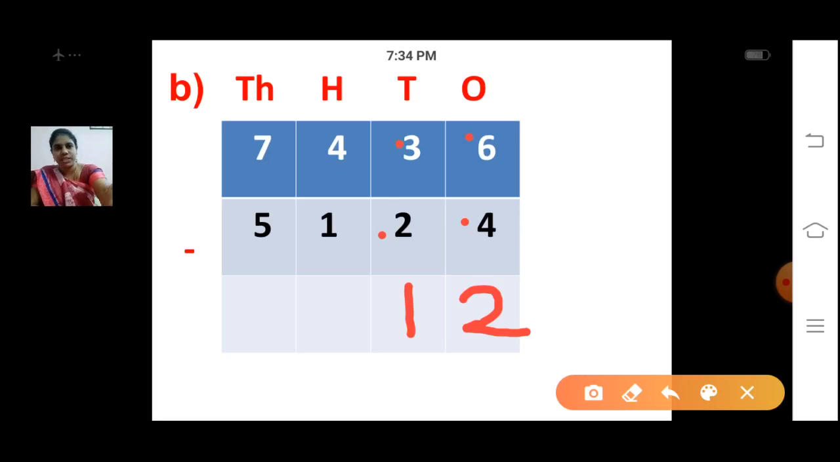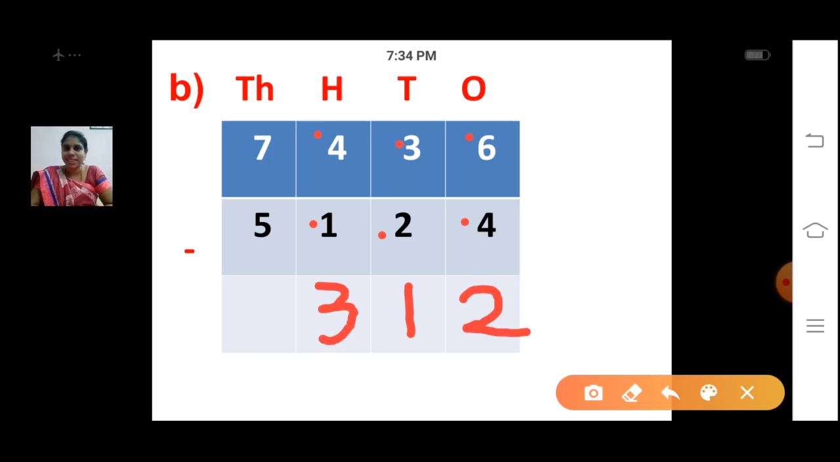Subtract the hundreds place. 4 minus 1. 400 minus 100. Start from number 1. Count forward till you reach 4. After 1, 2, 3, 4. So 300. 400 minus 100 is 300.